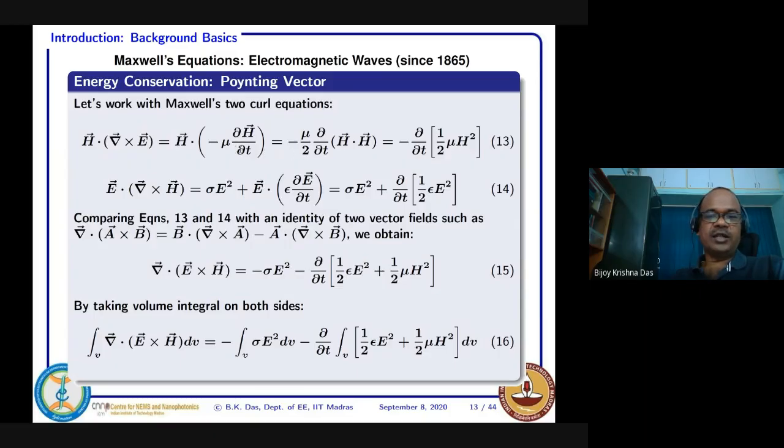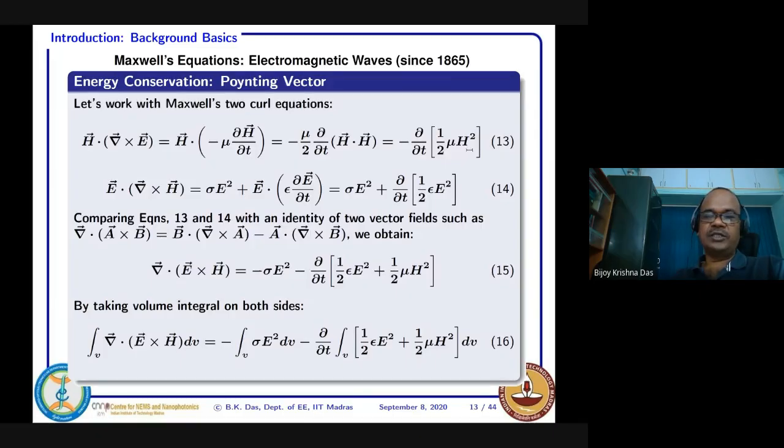If you concentrate on the right hand side, it can be written like this: H dot del H del t. If you do the partial derivative, you will get two terms, and that is why the 2 comes here. If you take this inside, the del del t outside, it will become del del t of half mu H square. That's a scalar. That is equation 13.